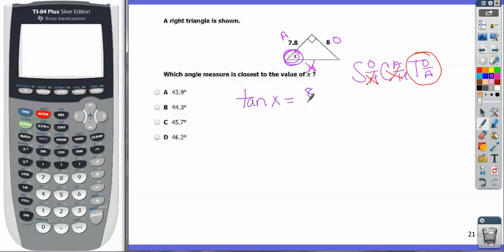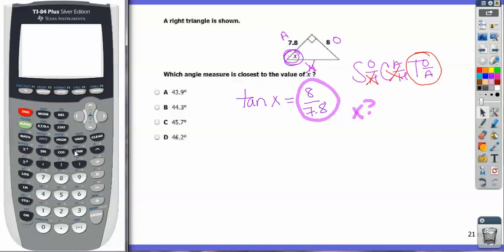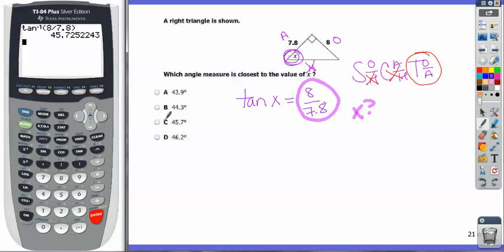equals 8 over 7.8. Now this is where it gets tricky. Where is my x on this side of the equal sign? Is there an x? No, there's not. So that means I'm going to have to hit the second key before I hit tangent. And when I do that, I type in 8 over 7.8, and I hit enter, and I get 45.7, which means C was my answer.